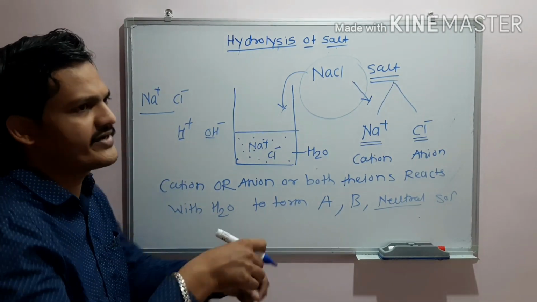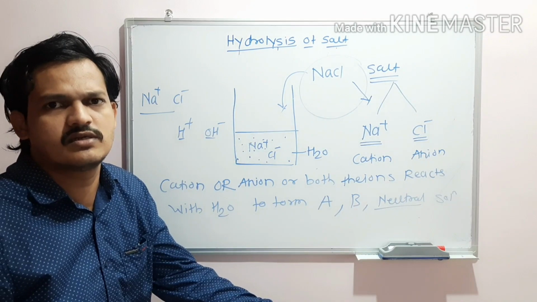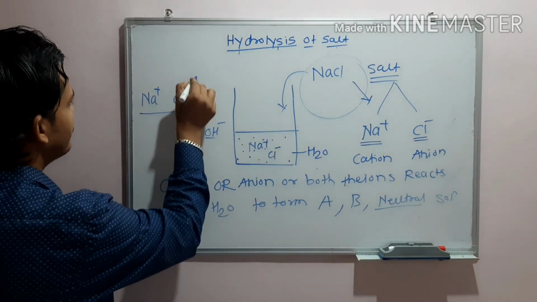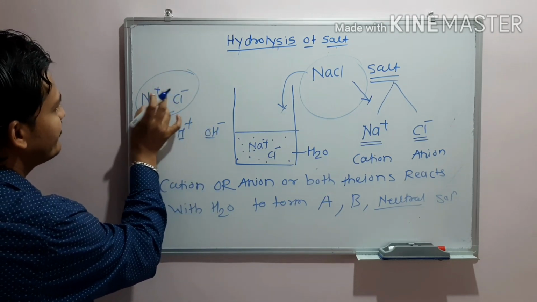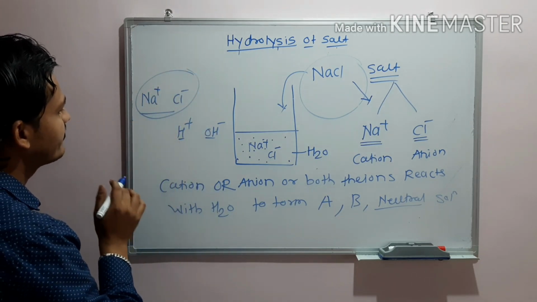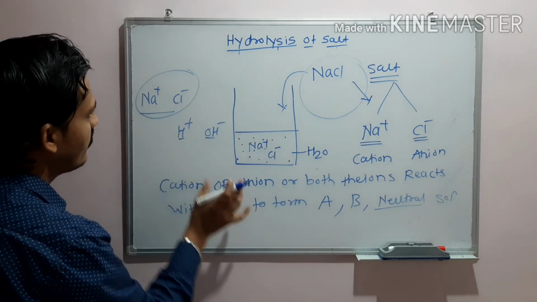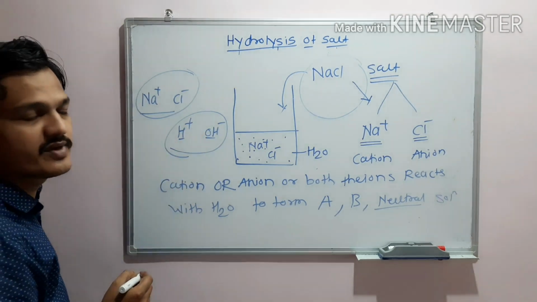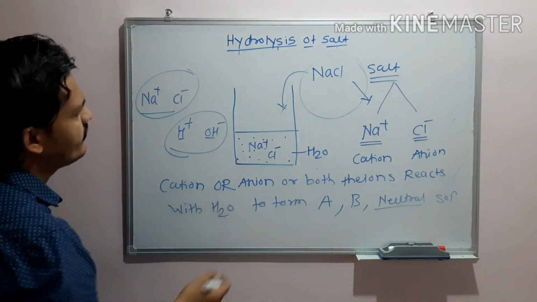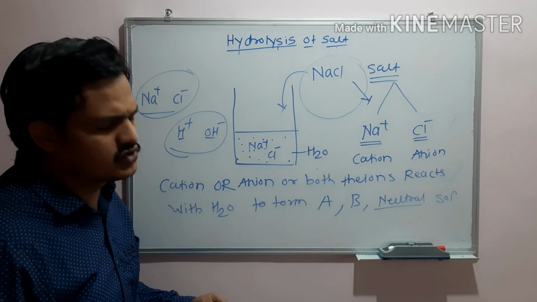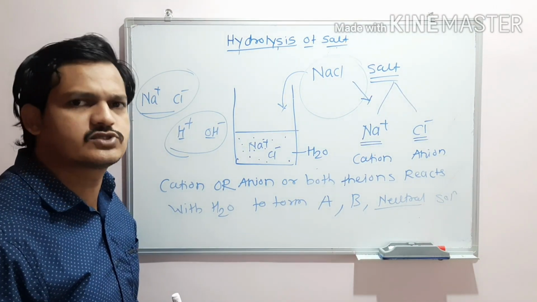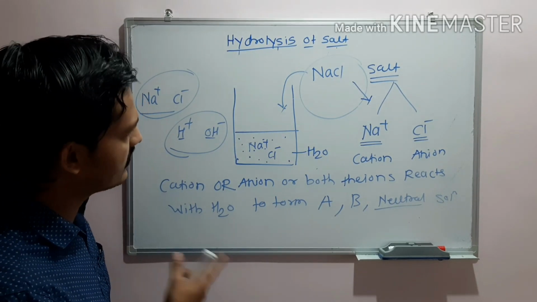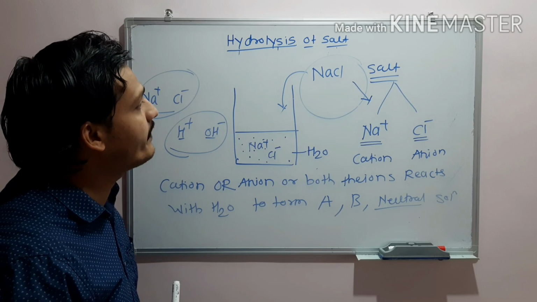General definition: salt reacts with water to form an acidic, basic or neutral solution depending upon the type of salt. And at the bonding level, the salt consists of two ions, Na plus and Cl minus. I am taking one example. So this cation and this anion or both the ions react with water. Water also consists of H plus and OH minus ions. Reacting with water to form an acidic, basic or neutral solution depending upon the type of salt is called hydrolysis of salt.